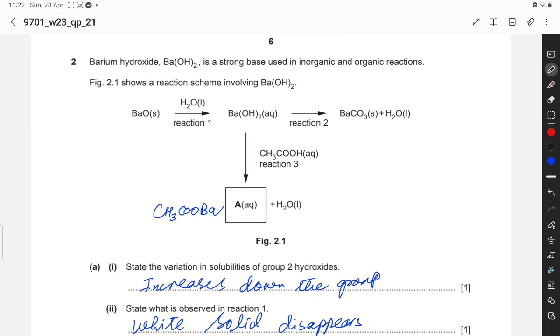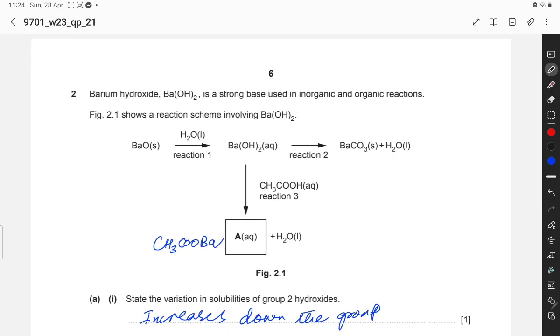Question number 2: barium hydroxide is a strong base used in inorganic and organic reactions. Figure 2.1 shows a reaction scheme involving barium hydroxide.